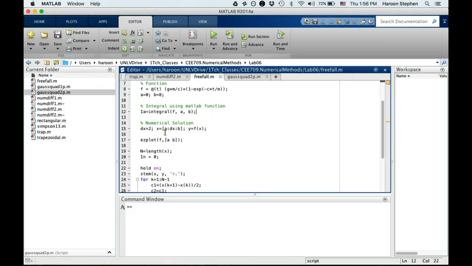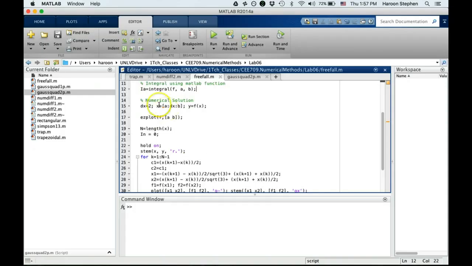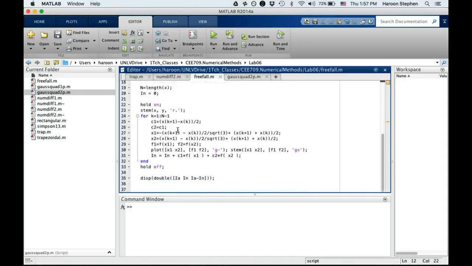Right now we want to also see what the results are for numerical solution. I divide the range from 0 to 8 into 2 second interval samples, and then I use the Gauss quadrature two-point method to compute the integral.